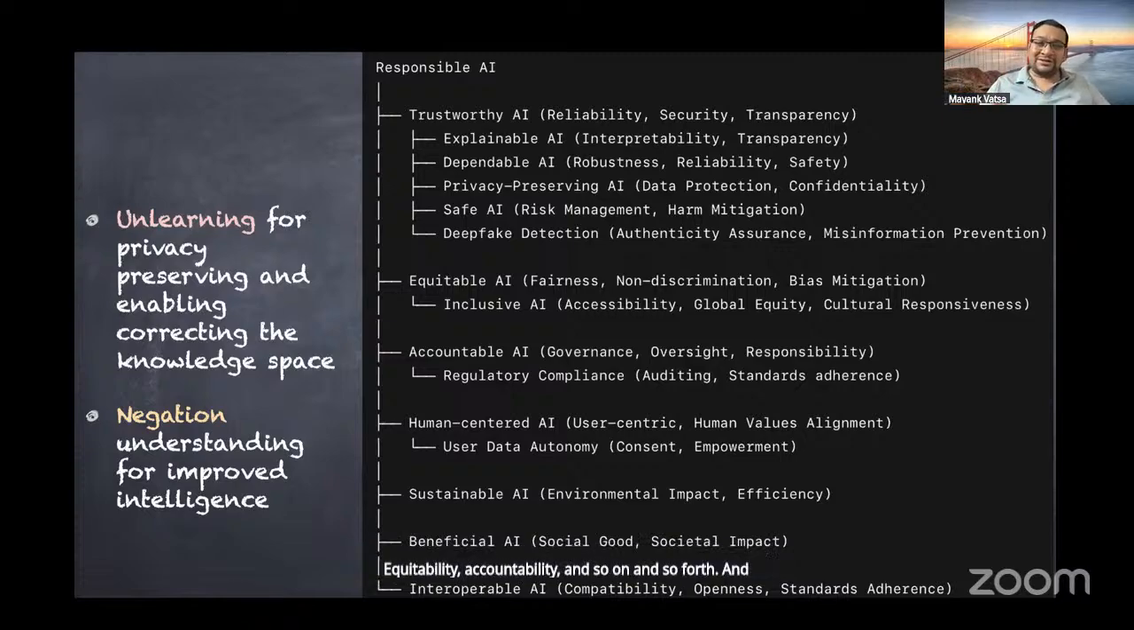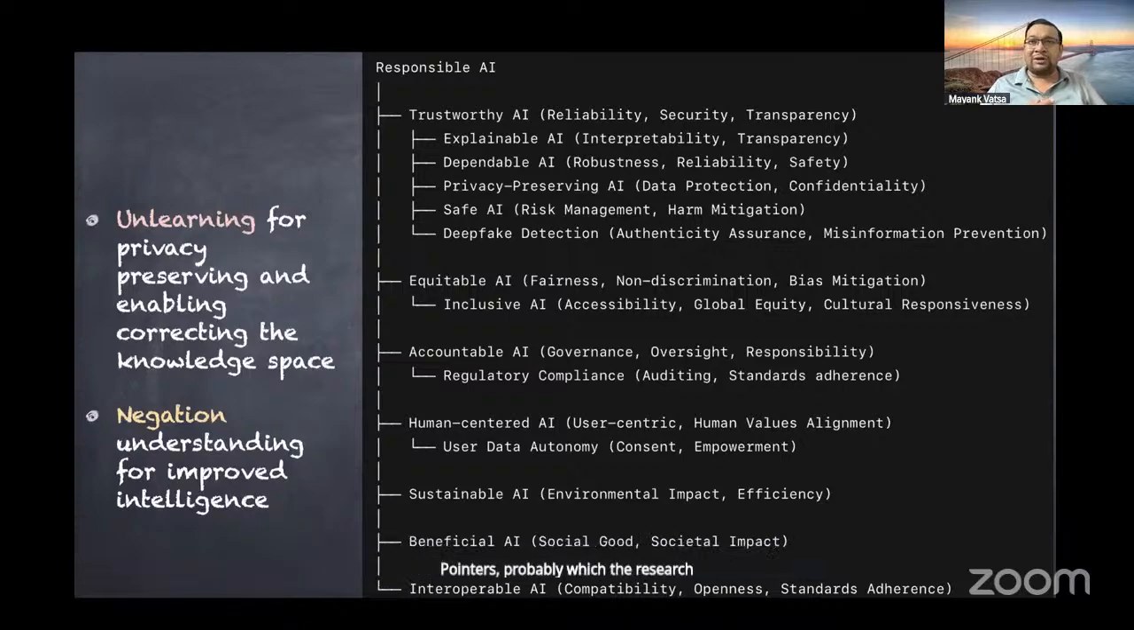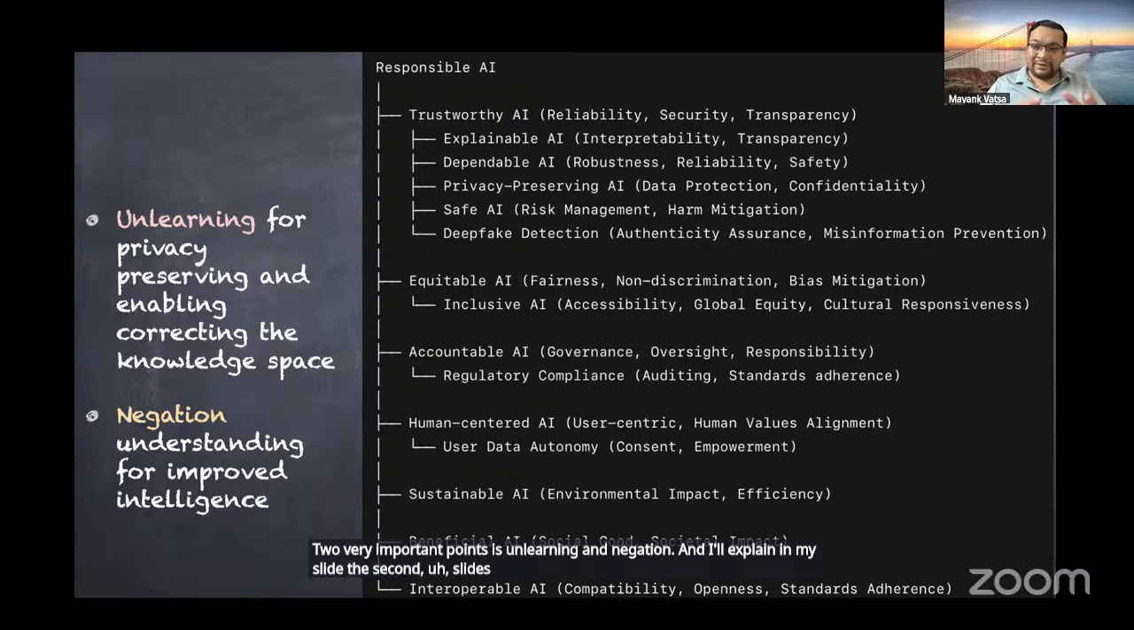And among all the topics of responsible AI, there are two thematic pointers which the research community probably did not look at to a large extent. But in 2025, many papers and many research threads have started talking about two very important points: unlearning and negation. And I'll explain in the subsequent slides what the meaning of unlearning and negation is, and how these two connect back to building a responsible artificial intelligence system.